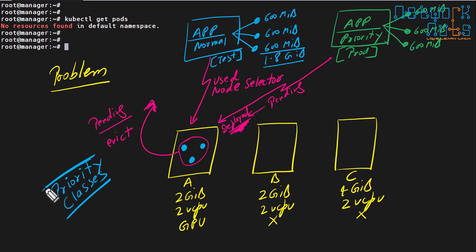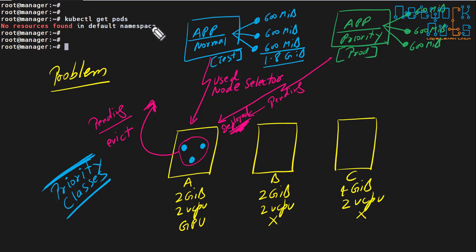So every application will be attached with a priority class. Say the priority class for this application is normal and the priority class for this application is priority or high. So while deploying the application, I will attach a priority class. So I hope you understand the problem. Now let's see the solution.